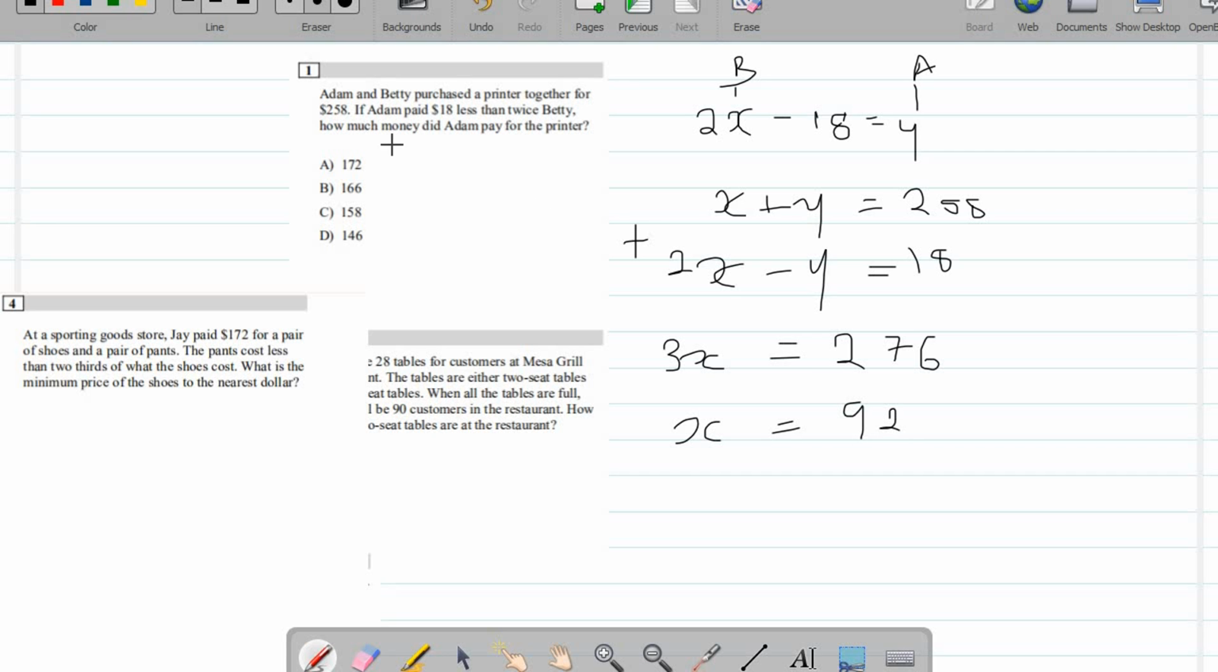Since she paid $92, it said how much money did Adam pay for the printer? This might surprise you. So we just simply insert it into the next one. So 92 plus y equal to 258. So we simply do 258 minus 92, which is 166. He actually paid $166. So just insert your 92 in here and get your 166. Alright, that's question number 1. Let's move on to the next one.